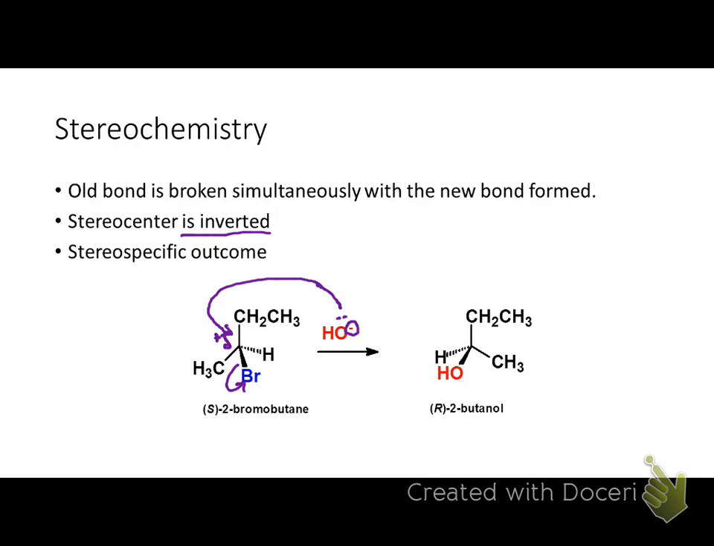All right, questions about this? This is stereospecific. So if you have S at the beginning, you'll end with 100% R at the end. So you get exactly the opposite if this reaction happens.